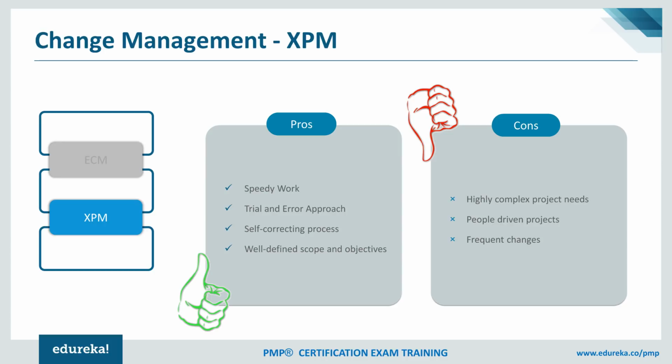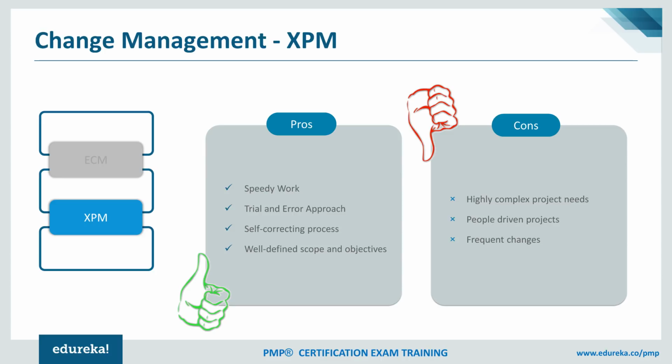So extreme project management would certainly be able to speed up the work. And because it's a trial and error approach, because we do a lot of experimentation here, we do a lot of trials here, we learn a lot. It's truly an empirical method, you would say. Self-correcting process, so again, we can enhance based on what we learn in the previous iterations. And well-defined scope and objectives, we try to define it at least for the iterations in the beginning itself. Cons are there: highly complex project needs, people-driven projects, frequent changes. So that's where it is applicable.